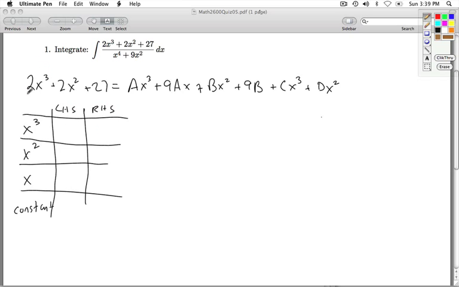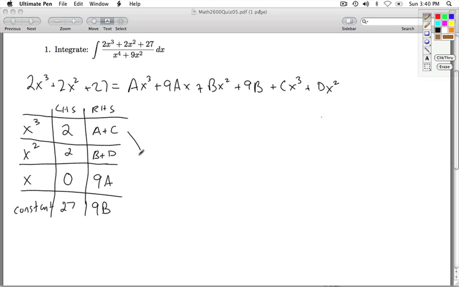On the left-hand side, the coefficient of x cubed is 2. On the right-hand side, we have Ax cubed plus Cx cubed. The left-hand side, the coefficient of x squared is 2. On the right-hand side, it's Bx squared plus Dx squared, so that's B plus D. The left-hand side, we have no x's. On the right-hand side, we have 9Ax. Left-hand side, the constant's 27, and the right-hand side, the constant's 9B.